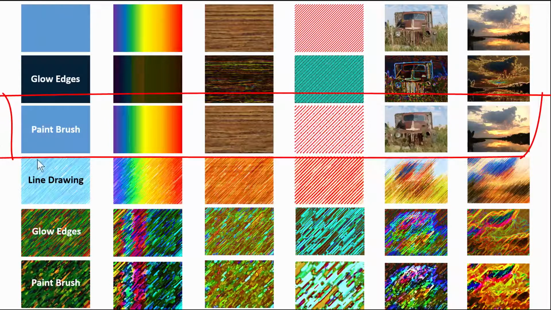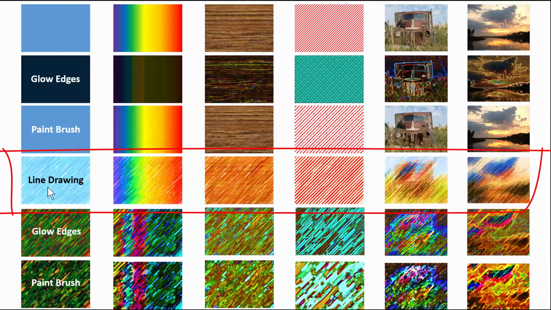Paintbrush applied to a rectangle, that's a solid color, doesn't do anything. A gradient, not much. In the texture, it kind of softens it. You get different angled lines, and it works really well on the photographs again. So it needs that texturing in the photograph to really work with it.